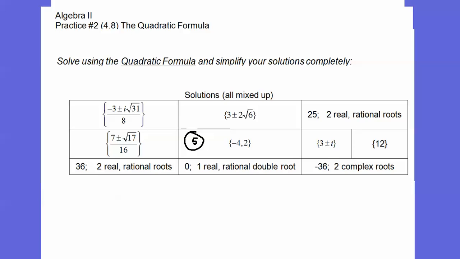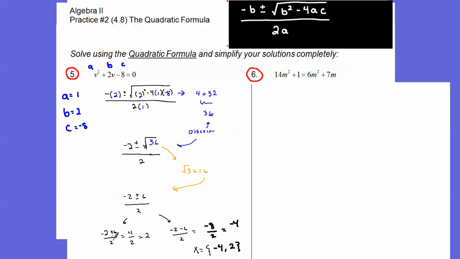Let's go back. As we said with problem number 6, we have two parts of the equation that need to be moved. The 6m squared needs to be moved, and the 7m needs to be moved because we want this right-hand side to be equal to 0. So let's do that.